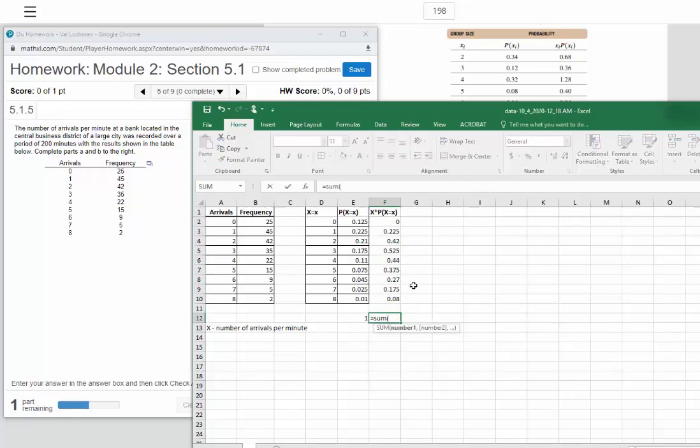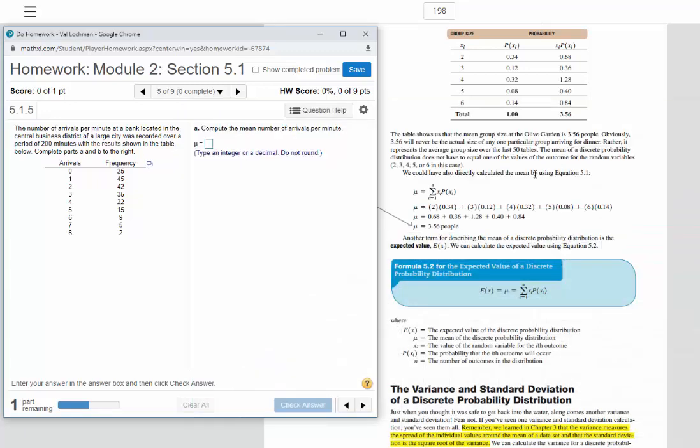This is just me following the formula that says take each value, multiply by its probability, and then add them all up. So we get 2.51. That is the average number of arrivals per minute at this bank. Let's go ahead and check if that is correct. Mu is 2.51.